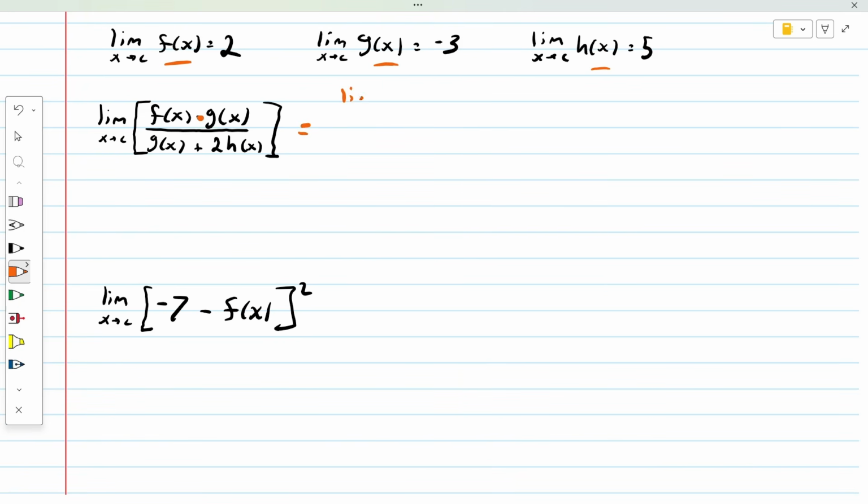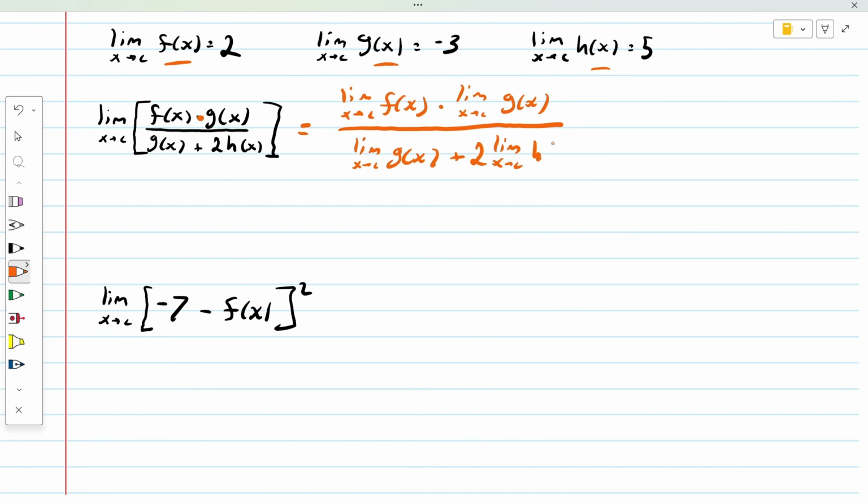And so this is the limit as x approaches c of f of x times the limit as x approaches c of g of x. And then on the bottom, we have a sum and difference. So we have the limit as x approaches c of g of x, plus we can pull out the scalar of 2, the limit as x approaches c of h of x. And now that we've distributed all these in, we know what the limit as x approaches c of f of x and g of x and h of x equals, so we can just plug those values in. So for the limit as x approaches c of f of x, it equals 2 times the limit as x approaches c of g of x, which is negative 3.